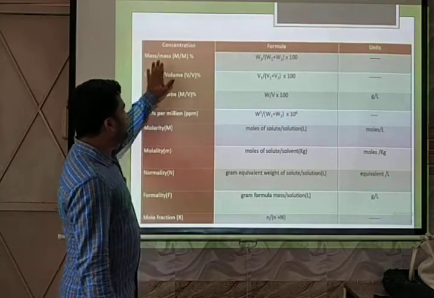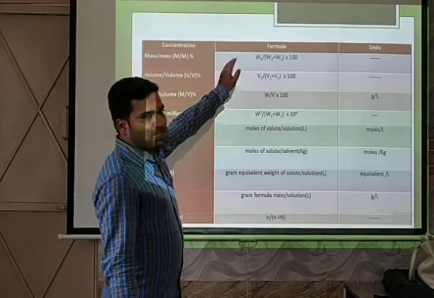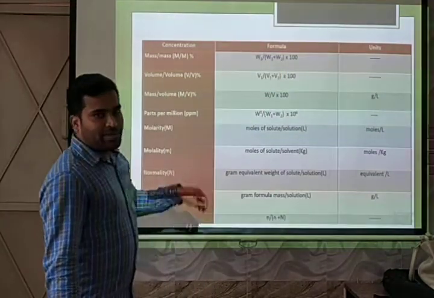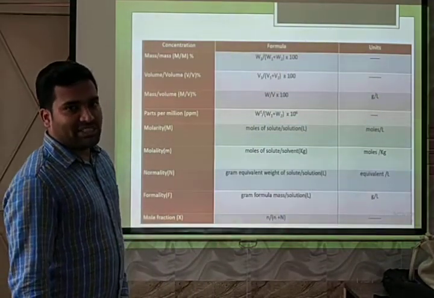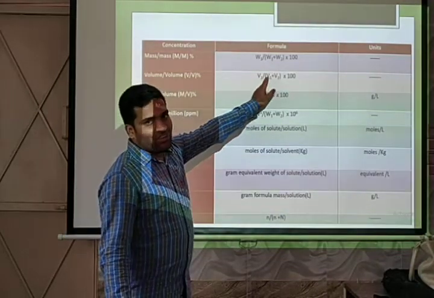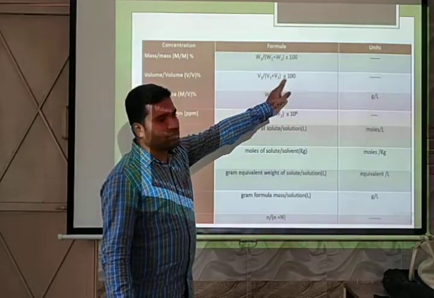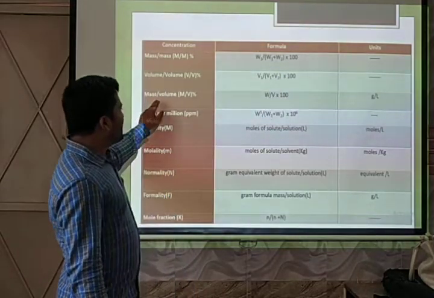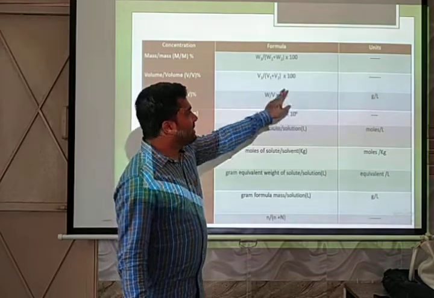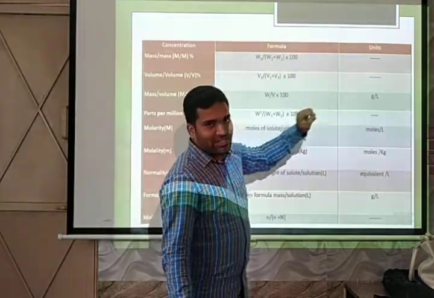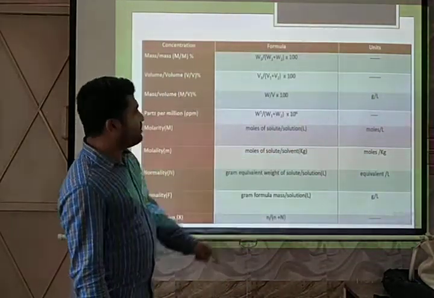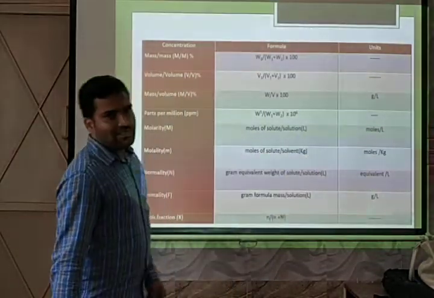First one is mass percentage. We have a formula: W1 divided by W1 plus W2 into 100, because we are going to calculate the percentage. Next, volume by volume percentage: V1 by V1 plus V2 into 100. In case of mass by volume, we have W by volume into 100. In case of the first 2, we don't have any units because they get cancelled by each other. In case of mass by volume percentage, we have gram per liter as a unit.